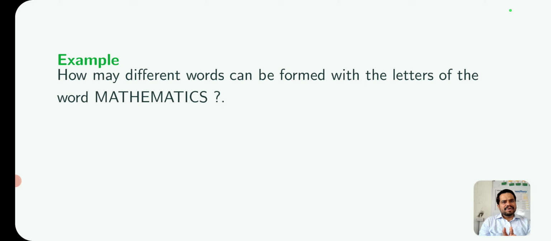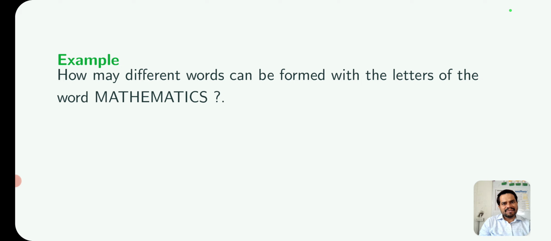How many different words can be formed with the letters of the word mathematics? So we have to find the permutations of the letters in the word mathematics. How many letters are in this word? 1, 2, 3, 4, 5, 6, 7, 8, 9, 10 and 11. So there are 11 letters in the word mathematics.